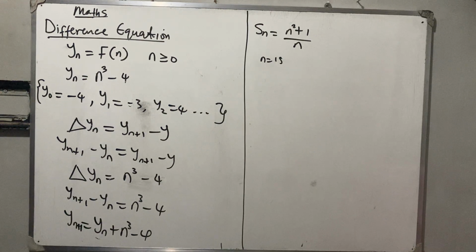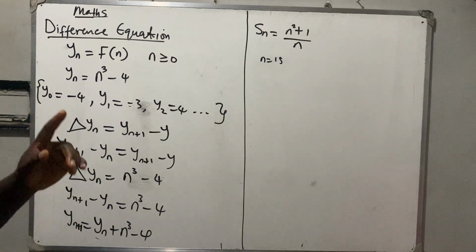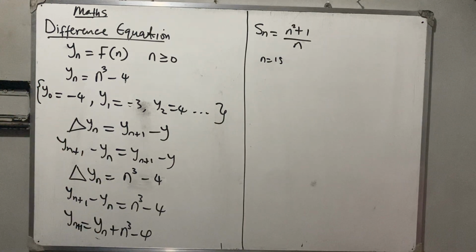So the next thing we need to talk about is the classification. A difference equation can be classified as first order, linear or non-linear, homogeneous or non-homogeneous. So now let's talk about the order of a difference equation. If you remember, the order of a differential equation is the number of the highest derivative. You understand? That is for a differential equation.